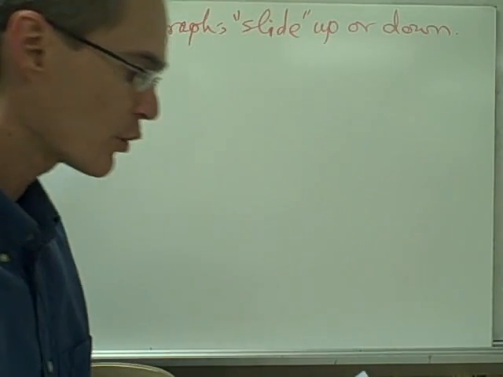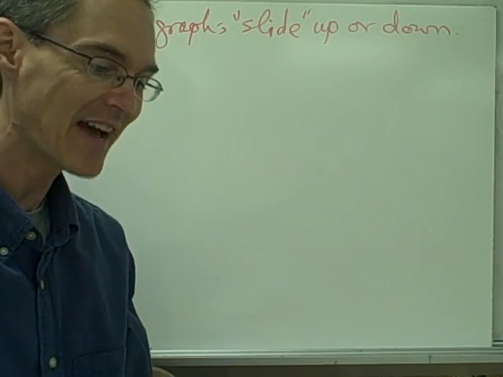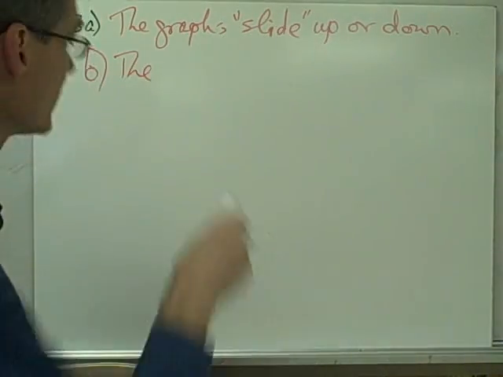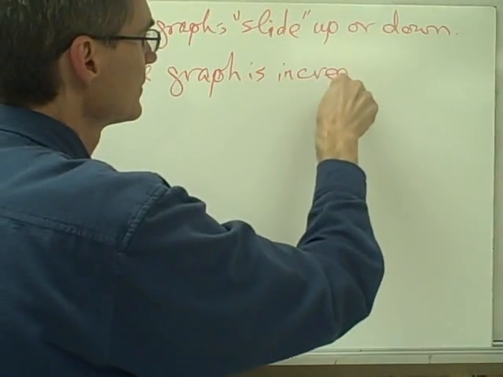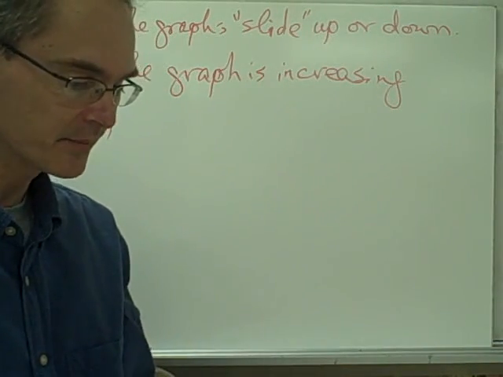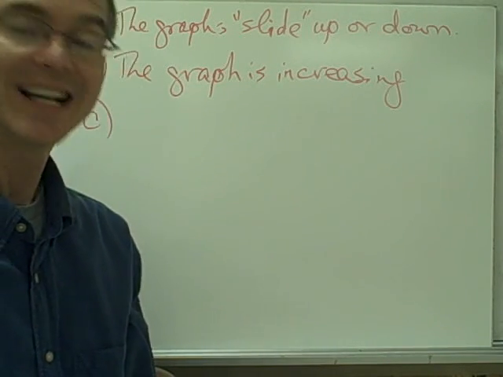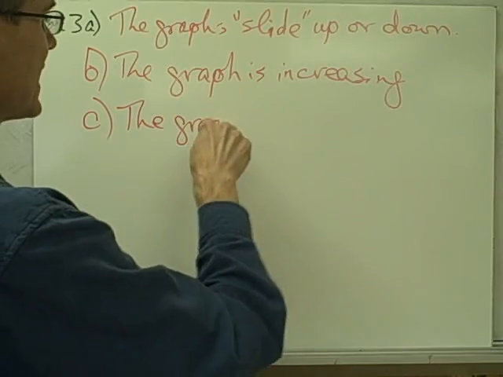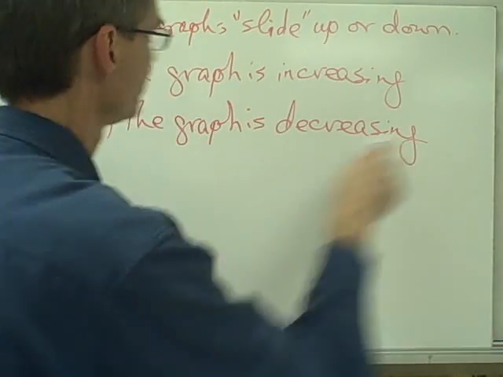Part B says, for the equations in example 2, how would you describe the graph of an exponential equation that has a growth or decay factor greater than 1? Well, if it has a factor greater than 1, then that's going to mean that the graph is increasing. And similarly for part C, for the equations in example 2, how would you describe the graph of an exponential equation that has a growth or decay factor less than 1? Well, if its factor is less than 1, then that is a decay factor, which means its graph is decreasing.